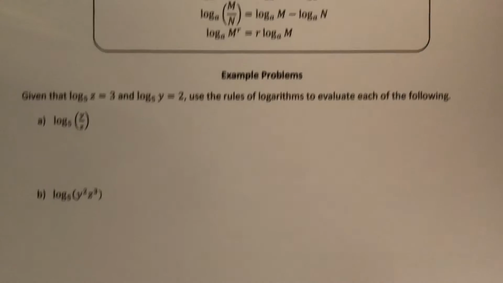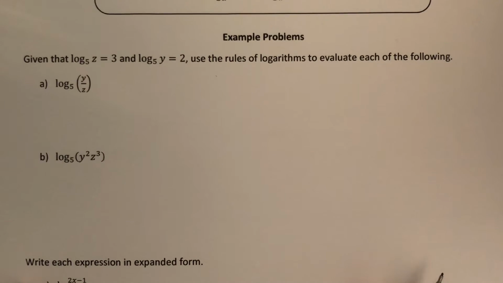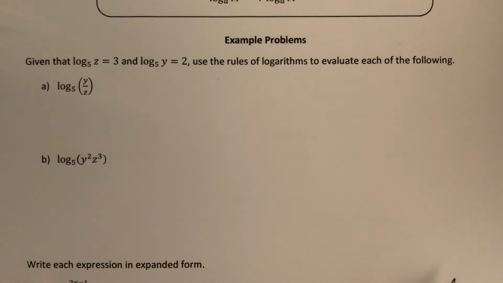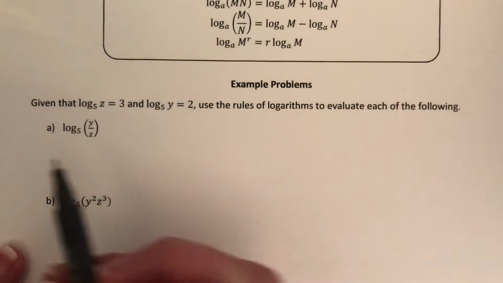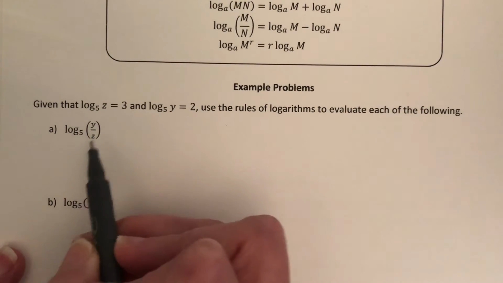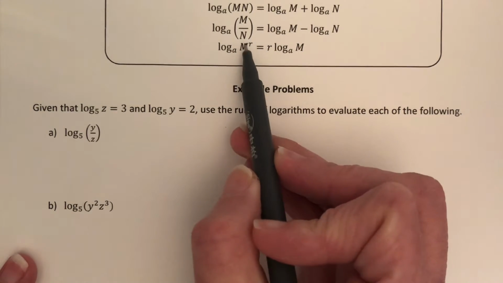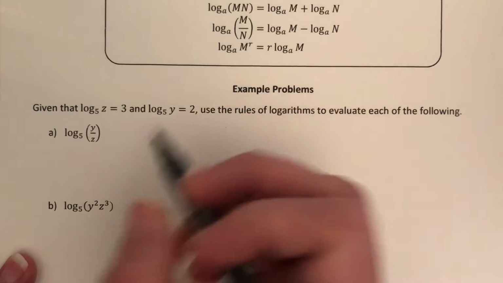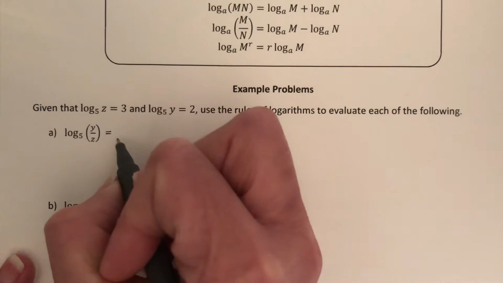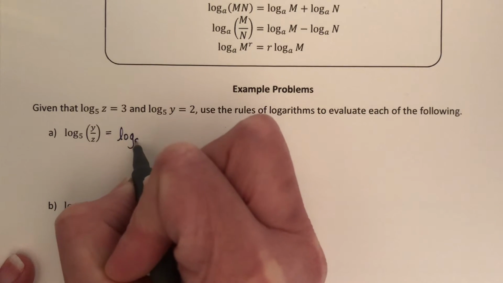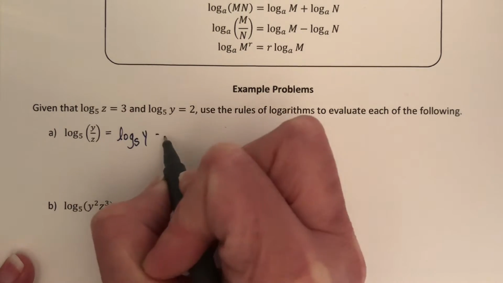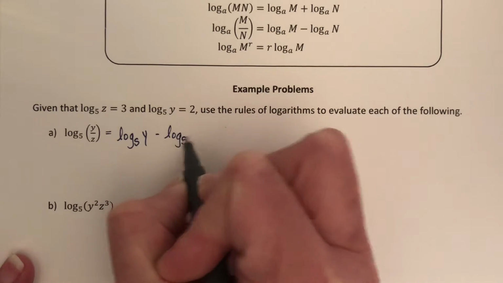So let's look at these problems. Given that log base 5 of z equals 3 and log base 5 of y equals 2, use the rules of logarithms to evaluate each of the following. So I have log base 5 of y over z. So I have this division rule. So I convert this to log base 5 of y minus log base 5 of z.